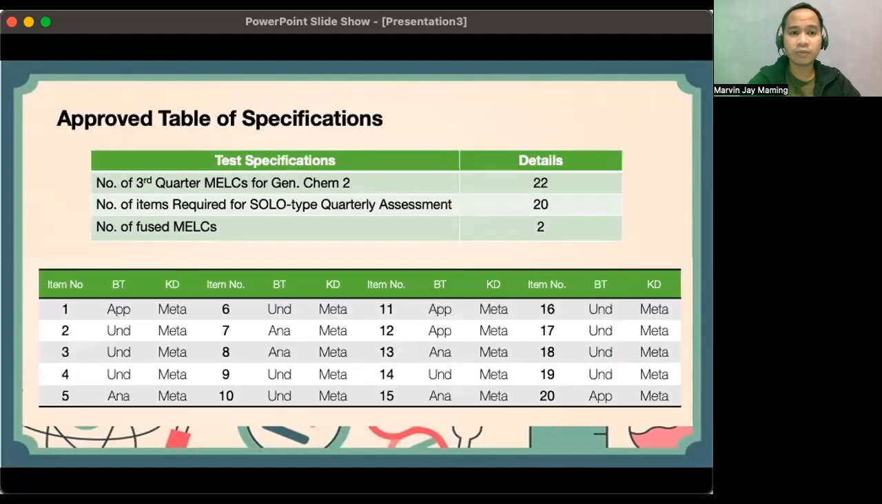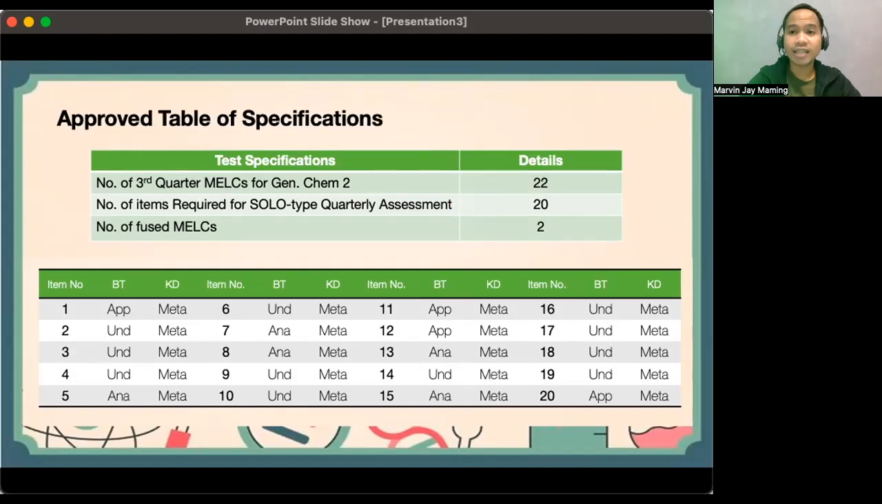So this is the approved table of specifications based on DepEd Division Memorandum. There are 22 MELCs for the third quarter for General Chemistry 2. And since there are only 20 items required for SOLO type quarterly assessment, there needs to be fusing of MELCs. And there were 2 MELCs that were fused together.